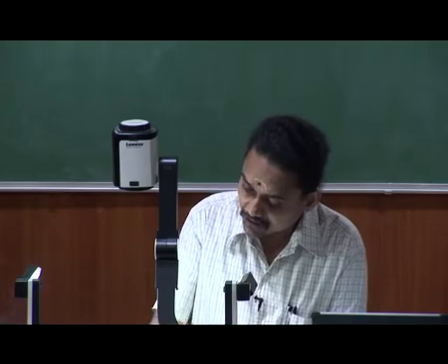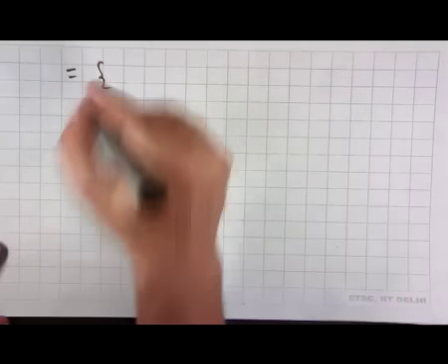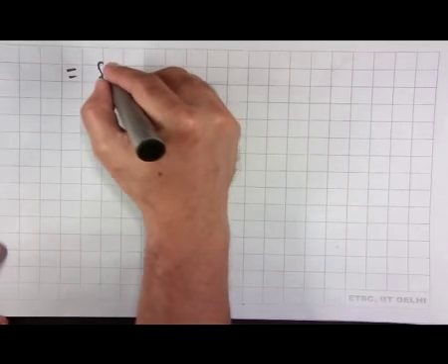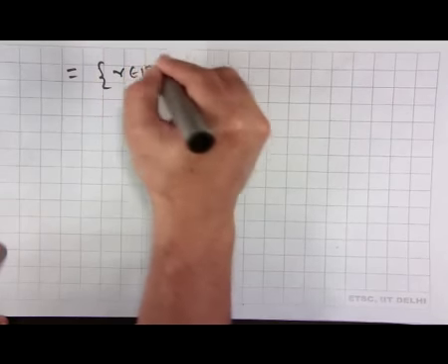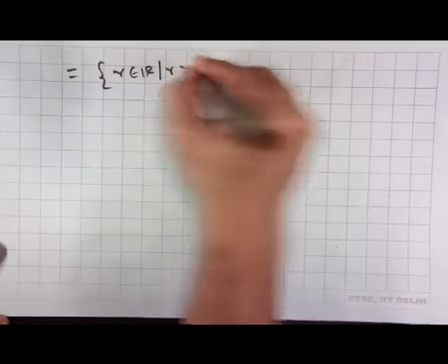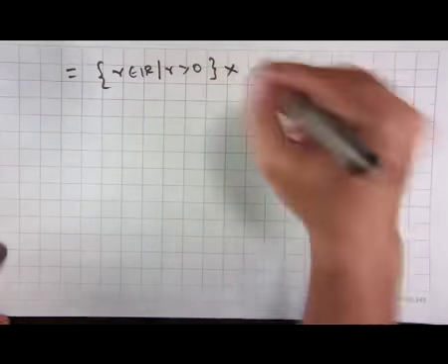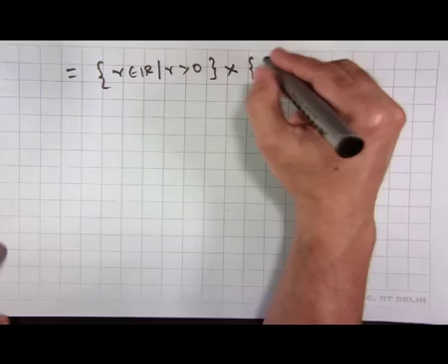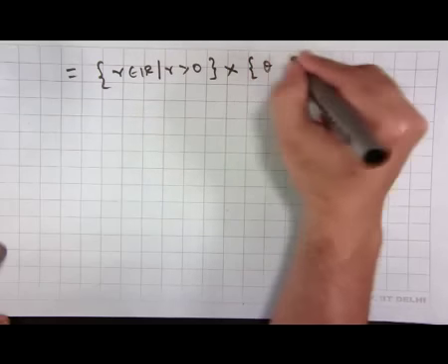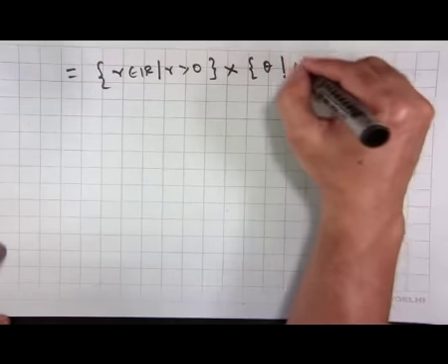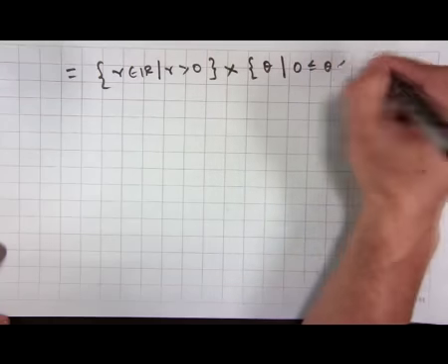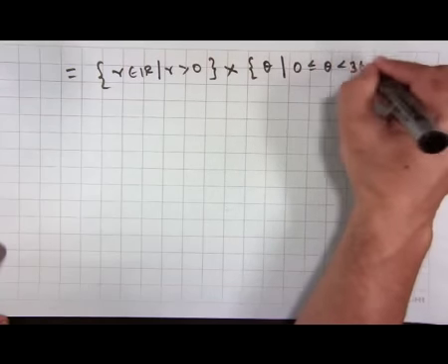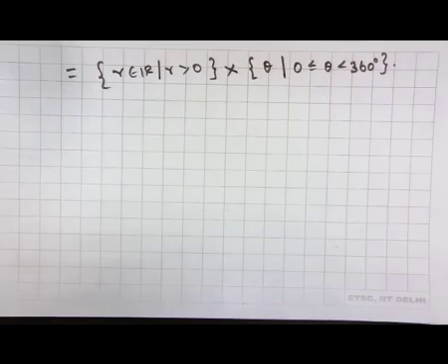How to write this? This set is exactly equal to all those r in R such that r greater than 0, cross all those theta such that 0 less than or equal to theta less than 360 degrees. This is an example for a Cartesian product. Fine.